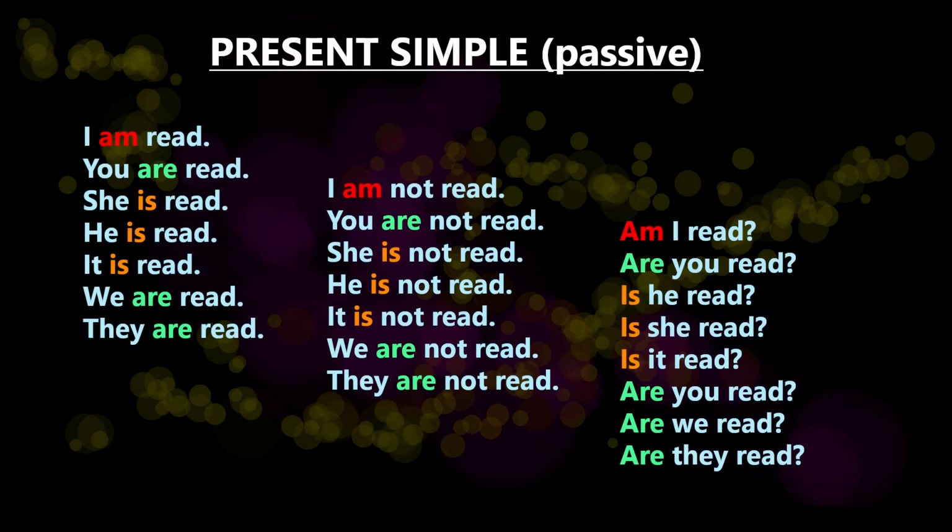Present simple, passive. I am read. You are read. She is read. He is read. It is read. We are read. They are read. I am not read. You are not read. She is not read. He is not read. It is not read. We are not read. They are not read. Am I read?